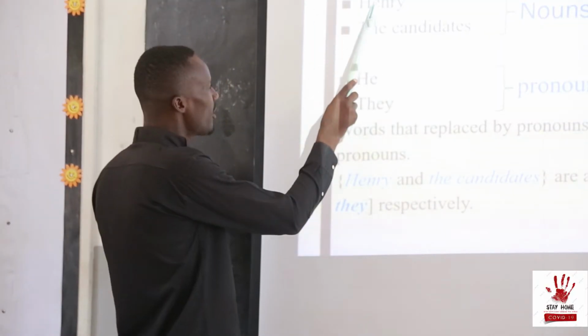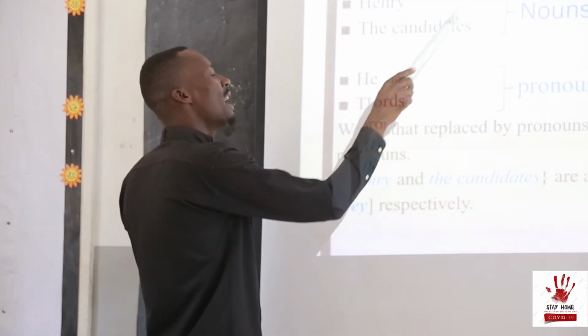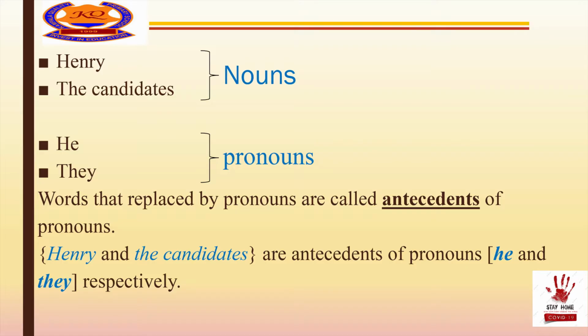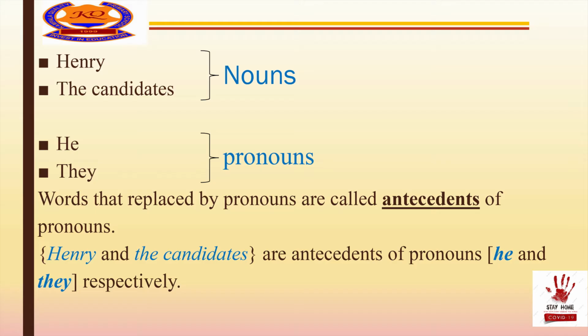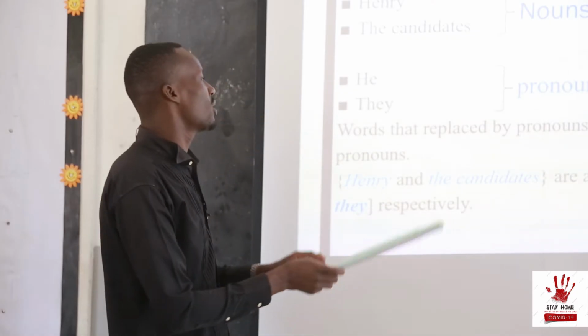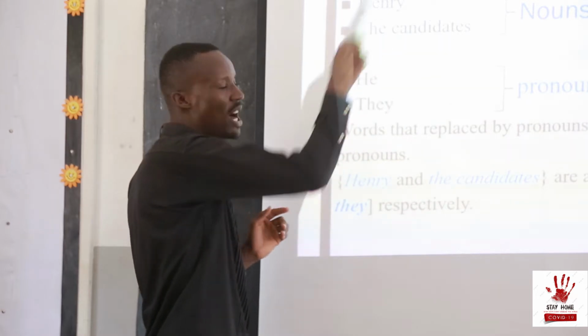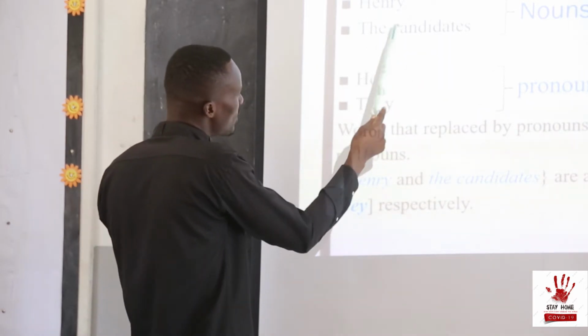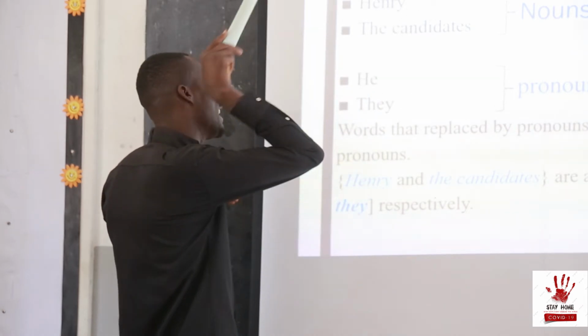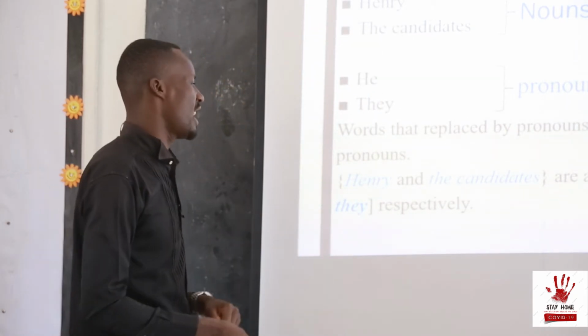Meaning that Henry and the candidates are the nouns we had in those sentences. And then he and they are the pronouns that were used in the places of Henry and the candidates respectively. Why? Because we did not want to repeat those nouns. Then, having replaced these nouns with pronouns, these nouns are now baptized. They get another name.